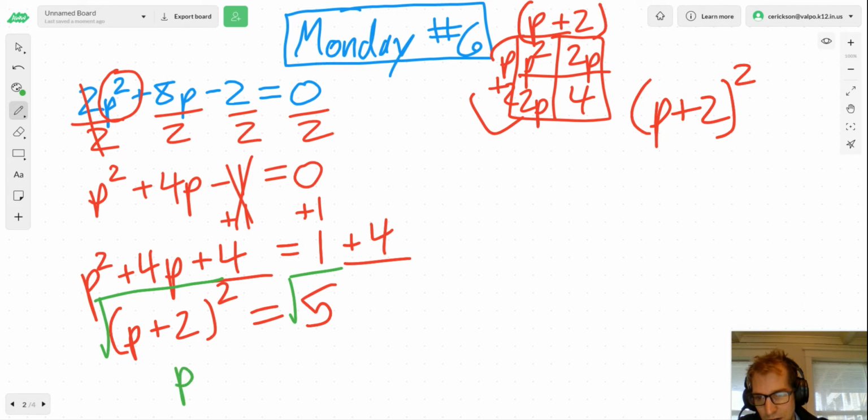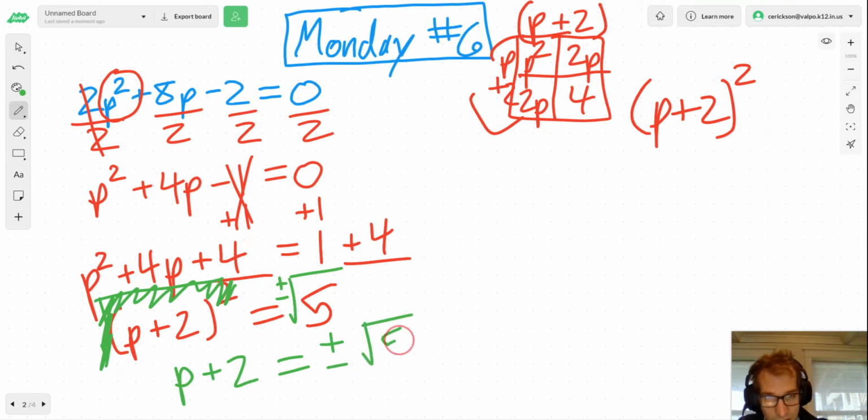Now, once I've done this, I can take the square root of both sides. When I do that, the 2 and the square root over here just cancel. They're gone. We'll just get p plus 2. But then remember, when I take the square root of 5 there, it has to be the positive and negative square root of 5, or else you won't get both answers that you're supposed to get. Otherwise, at this point, we're just trying to solve for p, and right now that 2 is the only thing standing in our way. So let's move that over.